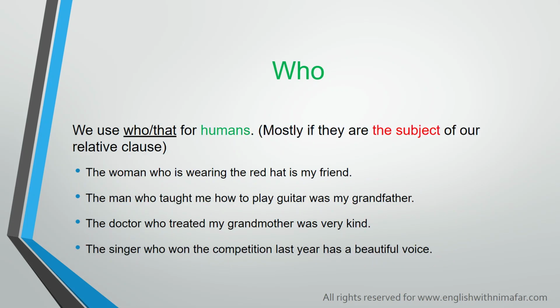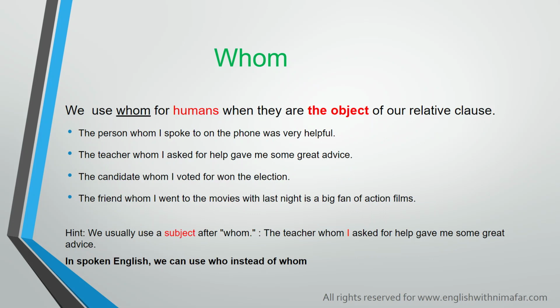Who. We use who and that for humans, mostly if they are the subject of a relative clause. The woman who is wearing the red hat is my friend. The man who taught me how to play guitar was my grandfather. Or the doctor who treated my grandmother was very kind. The singer who won the competition last year has a beautiful voice.